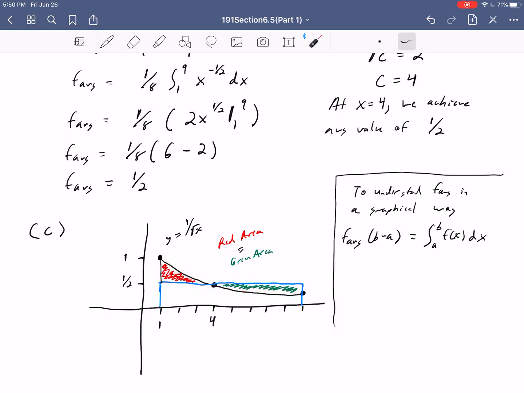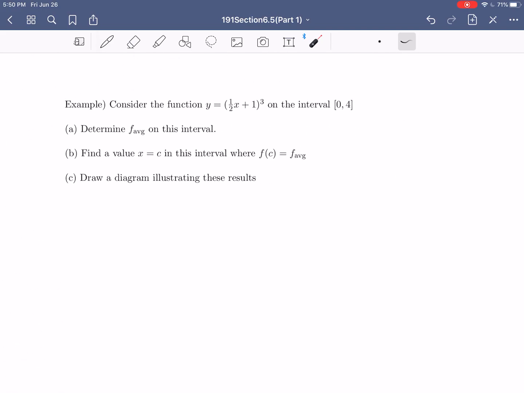Okay, let's go ahead and take a look at one more example of doing this. So we're going to have another function here, y equals (1/2 x plus 1) cubed, on the interval from 0 to 4. We're going to do the same thing: calculate the average value, find a value in the interval where we achieve that average value. We know there has to be at least one, but we'll go ahead and find it, and then we'll try to draw a diagram of that as well. So let's go ahead and do the average value to start with.